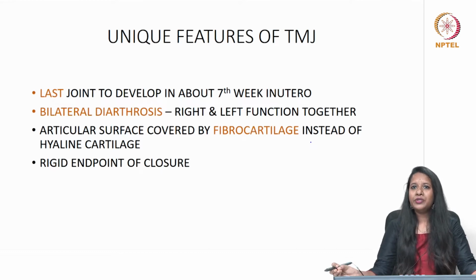TMJ has its own unique features. So, we will see what are they. It is the last joint to develop, in about the 7th week in utero, and as I have already mentioned, it is bilateral diarthrosis, that is, the right and left will function together. The articular surface is covered by fibrocartilage rather than hyaline cartilage, and these joints will have a rigid end point of closure, that is, they comprise teeth whose shape and morphology influence the jaw movement.